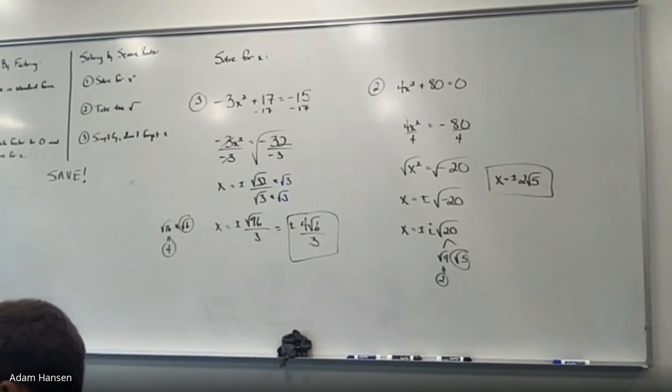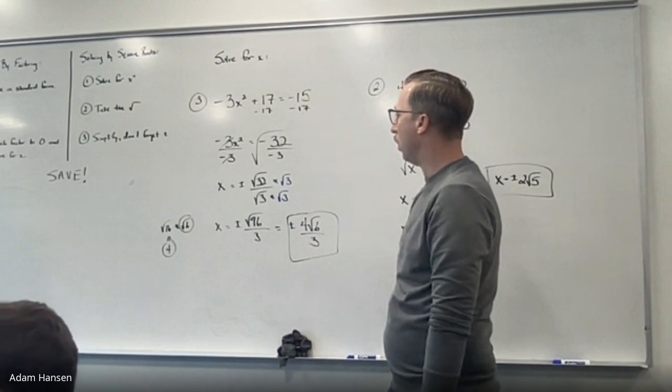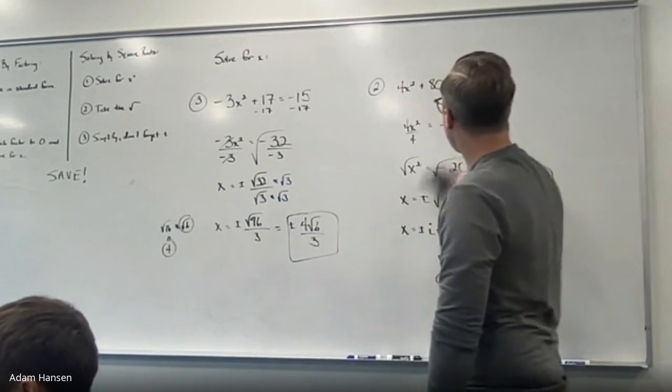Sometimes you get nice numbers when you divide, sometimes you don't. This one was just a fraction I had to simplify. 3 does not divide into 32. So I just started simplifying the square root of that fraction, like we practiced the last couple of days.